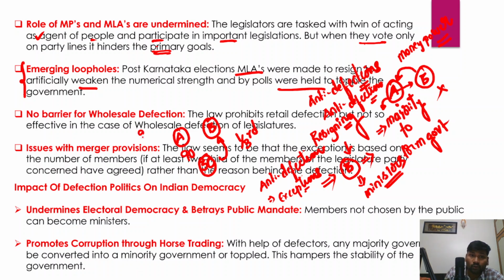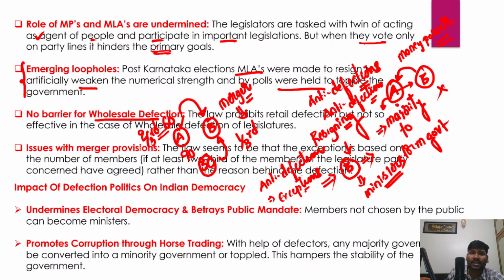However, if 2/3 of the members from political party A, that is 60 members, wanted to join political party B, then it will not be considered as defection, rather it will be considered as a merger of political party A with political party B. So then subsequently they are exempted from the provisions of the anti-defection law, right? So it is said that there is no barrier for wholesale defection of the members from one political party to another political party.